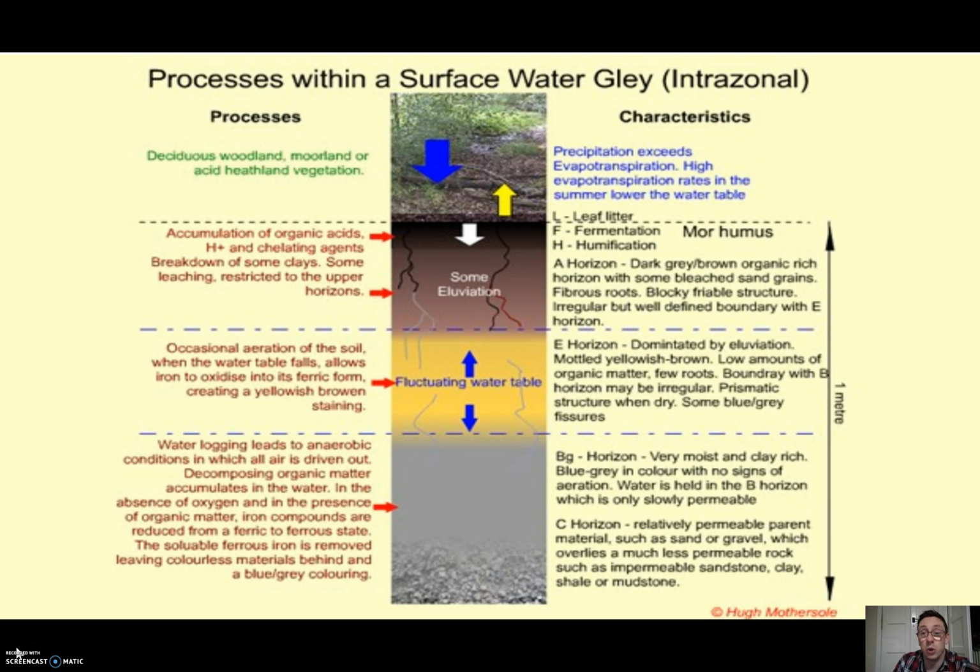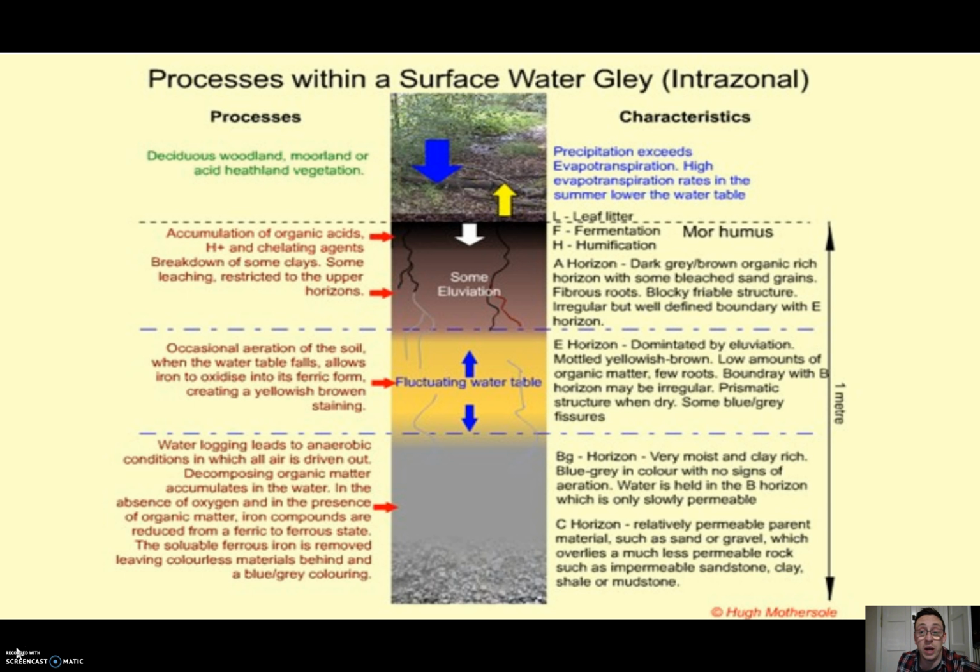So we're talking about a horizon that is very, very moist. We tend to have lots of clays. It's blue, grey, green in colour because we've got no oxygen. So the iron turns from its ferric to its ferrous state, and when it's in its ferrous state, it's soluble, so it can dissolve into the water and then be removed, leaving that kind of bluey, greeny, grey colour behind.